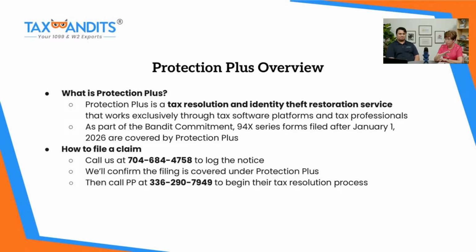At that point, we've logged everything within your Tax Bandits account, and then you're going to call Protection Plus. The phone number on file for them is 336-290-7949. They're going to walk you through the tax resolution process. I'm sure they're going to have you get that notice to them. At that point, they'll tell you what the next steps will be and when you can expect to have a resolution. Part of that is they reach out to the IRS and help out with that.